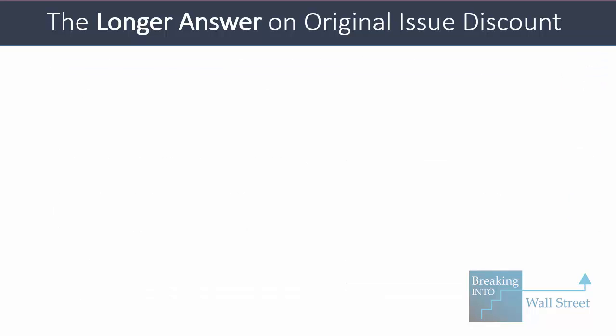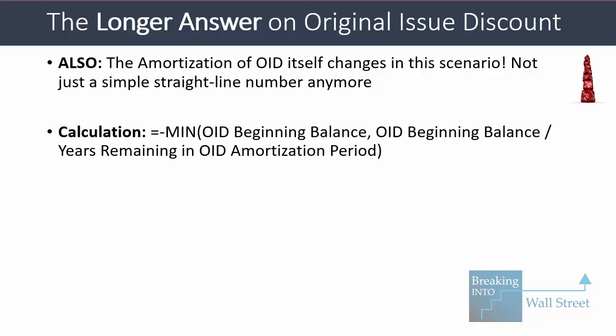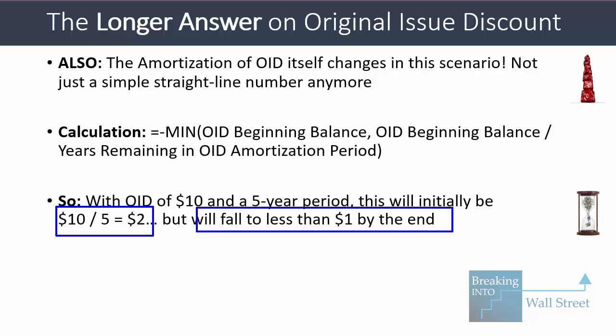Of course, we don't just stop there. There's something else as well, which is that the amortization of the OID itself, that normal straight line amount that we had before, also changes in this scenario. So it's not just a simple straight line number anymore. The calculation is that it's equal to the minimum between the OID beginning balance in this year and the beginning balance in this year divided by the remaining years in the OID amortization period. So if we have an OID of 10 and a 5-year period, this will initially be 10 divided by 5, or 2, but it will fall to less than 1 by the end because of the way the math works.